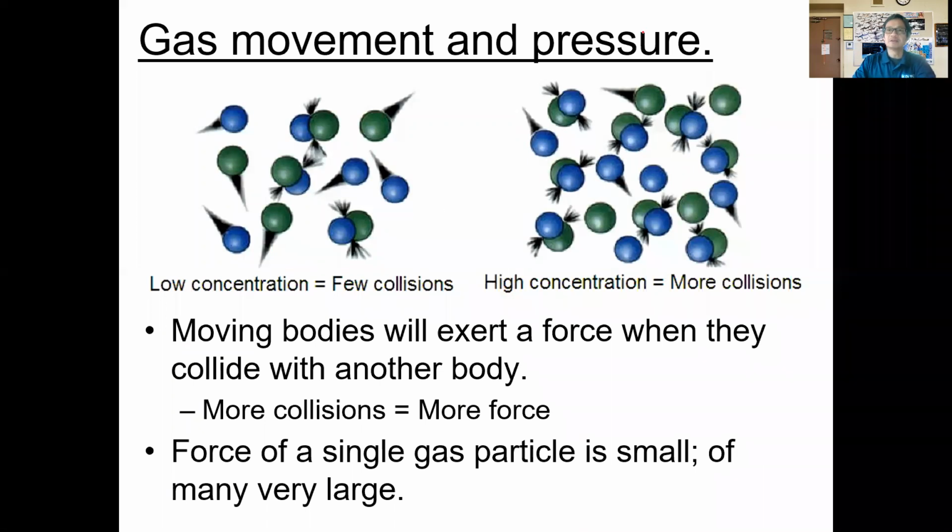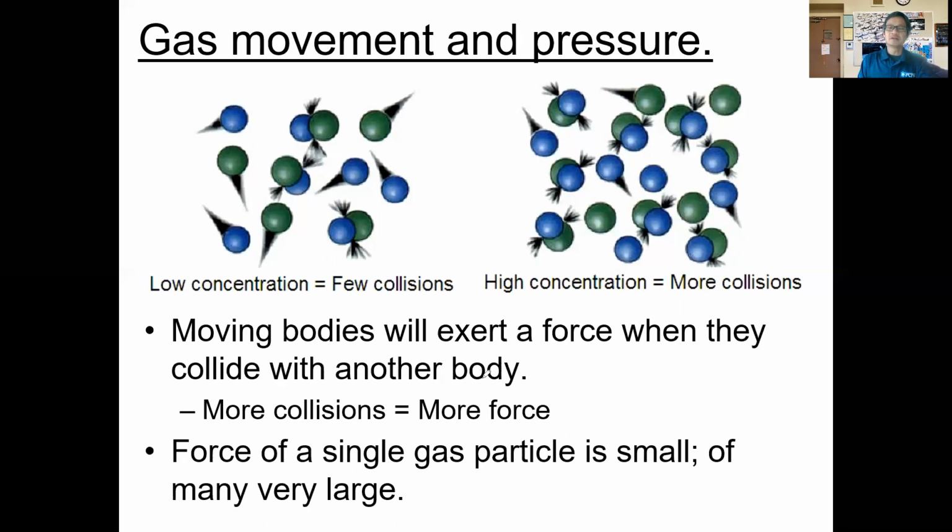All moving bodies will exert a pressure. Okay, they will exert a force. Why? Because they're in constant motion. Everything that's in motion, once it comes into contact with something else, will exert a force on any other body. You can imagine this with the gas particles. As they're moving around, they're going to bump into everything around them. We talked about this, and that's the reason the nature of their motion is random motion, because they are colliding with everything around them.